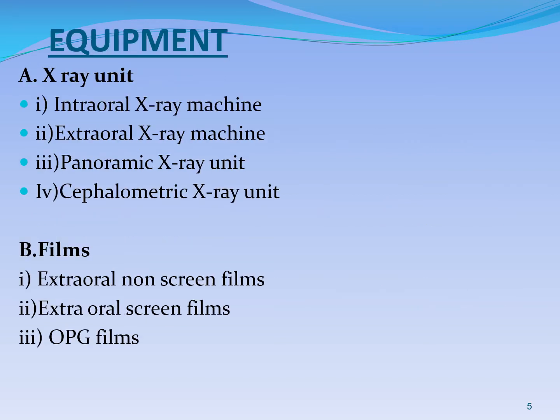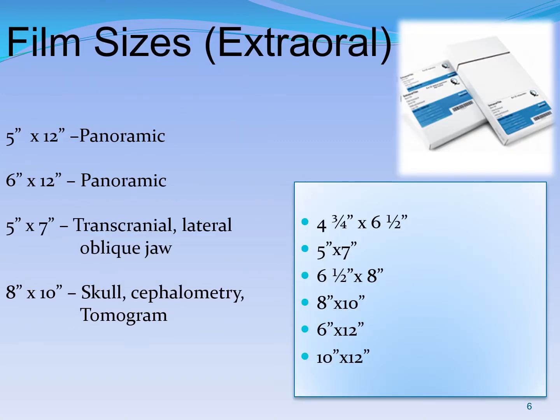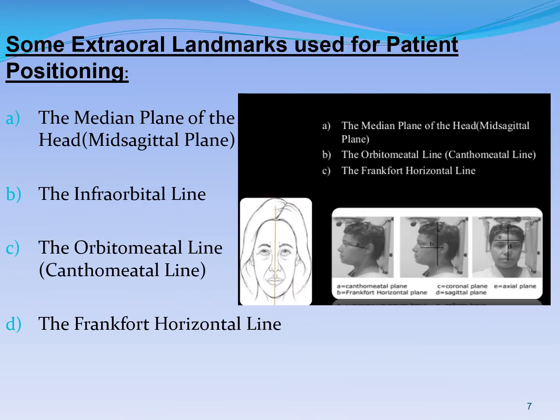Coming to the equipment, we require an X-ray unit, which either consists of an intraoral X-ray unit or an extraoral X-ray machine, a panoramic X-ray unit, and a cephalometric X-ray unit. Films, you can use extraoral non-screen films or extraoral screen films and OPG films. Coming to the film sizes, panoramic imaging uses 5 by 12 and 6 by 12 inch film. Transcranial lateral oblique jaw radiographs require 5 by 7 inches and skull radiography cephalometry requires 8 by 10 inches.